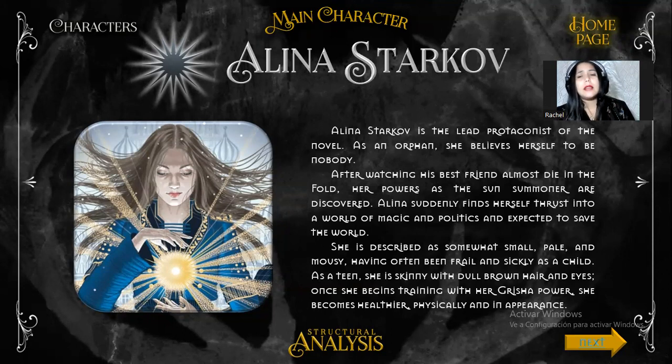She is described as somewhat small, pale, and mousy, having often been frail and sickly as a child. As a teen, she is skinny with dull brown hair and eyes. Once she begins training with her Grisha power, she becomes healthier physically and in appearance.